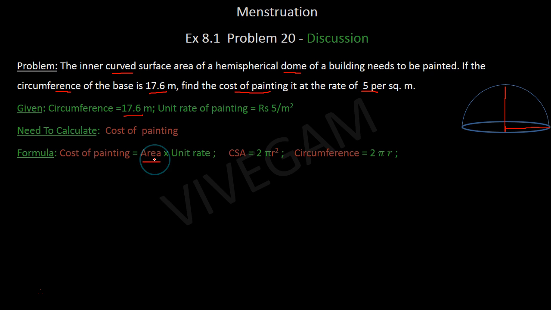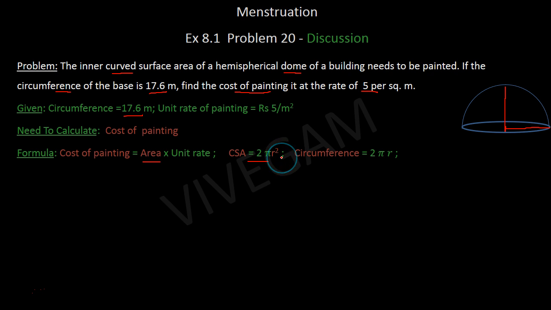And what is this area? As I discussed earlier, this area of painting is nothing but the curved surface area, because they say inner curved surface area is getting painted. So the CSA of this hollow hemisphere is the area of painting. Let's write the formula. CSA equal to 2 pi r square. Again, can we calculate this? No, we can't, because we don't know the value of r.